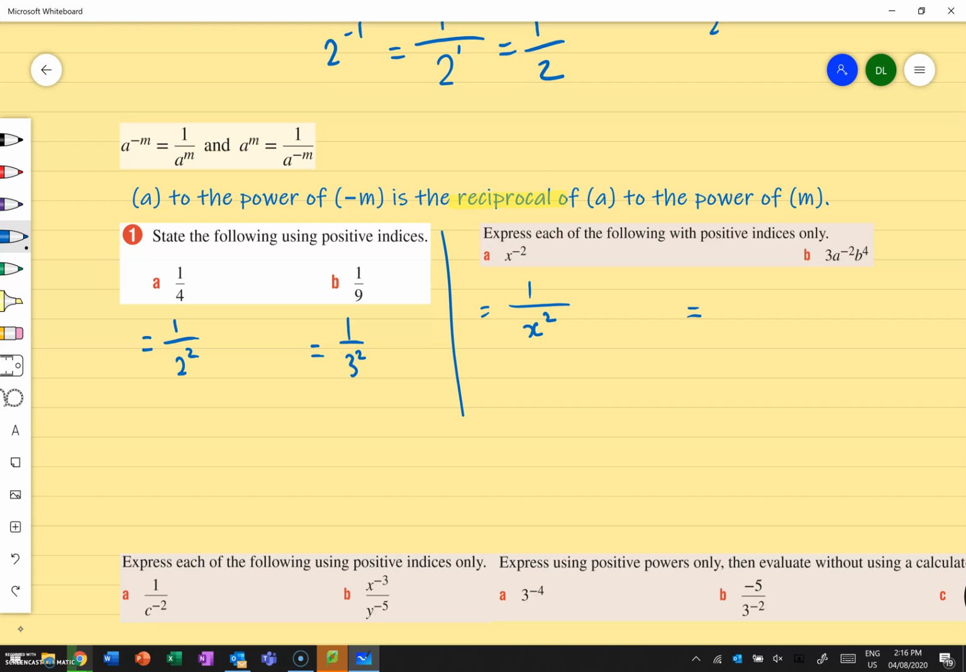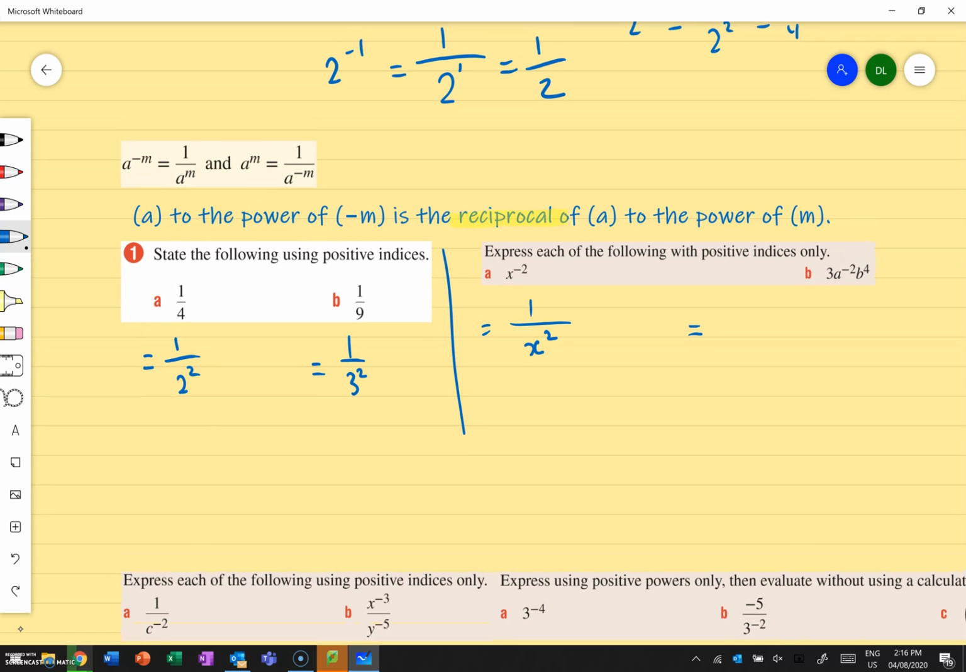Same thing over here on this side, except it's a little bit more difficult because we've got one variable that's got a positive indice and one variable that's got a negative indice. I know that I'm going to leave the 3 up the front, so I've got 3 times a to the power of negative 2 times b to the power of 4. Hopefully you understand that if there are no operations in the middle, so for example no plus, no minus, that means that they're multiplied.